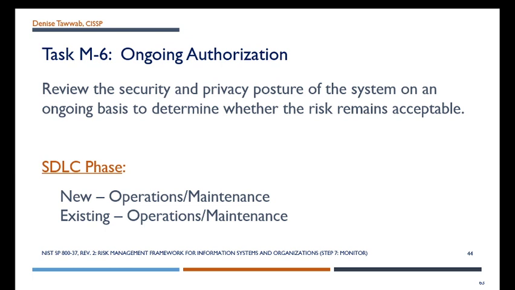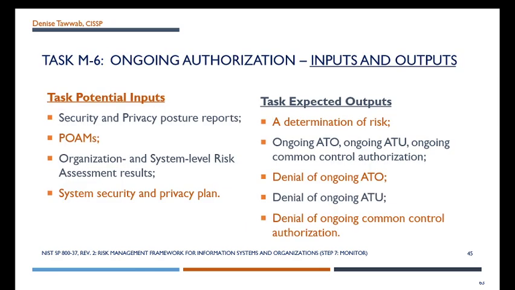In the ongoing authorization task, you review the security and privacy posture of the system on an ongoing basis to determine whether the risk remains acceptable. Potential inputs are going to be your security and privacy posture reports that we just talked about, the plan of action and milestones, the system level and organization level risk assessment results, and the system security and privacy plans.